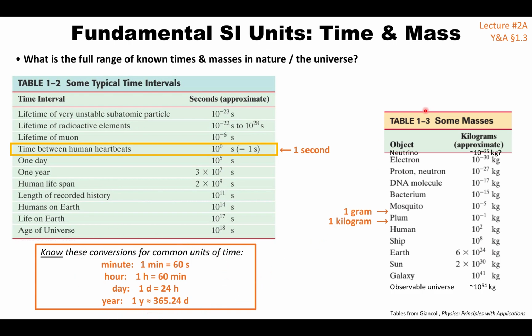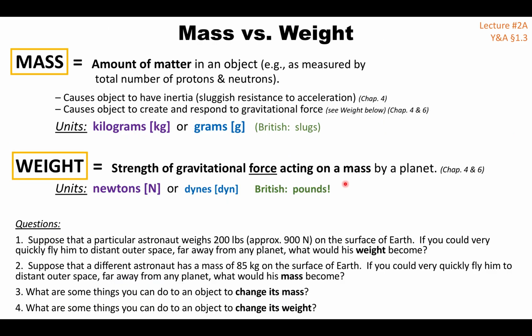And then finally, the range of masses. Masses span more orders of magnitude than lengths or times. It's roughly 80 orders of magnitude between the mass of the entire observable universe, the mass of a human, and the mass of the very smallest particles that are known. Since we're talking about mass, let's spend one slide to briefly discuss the difference between mass and weight. It's important to disambiguate these two terms.